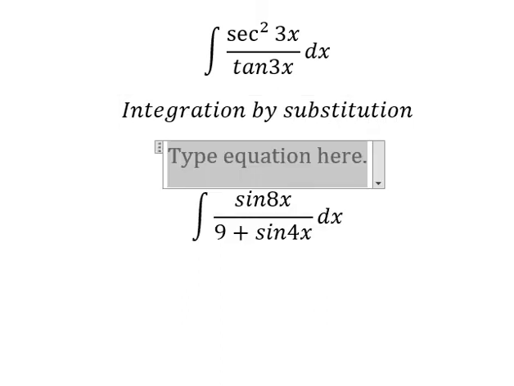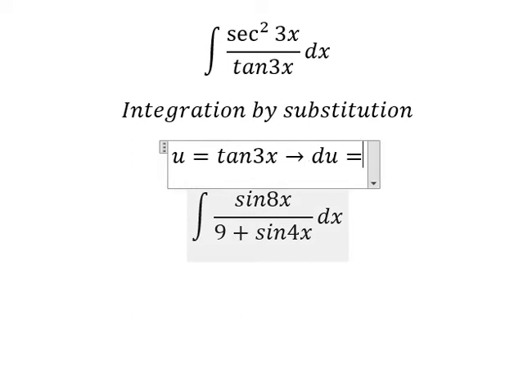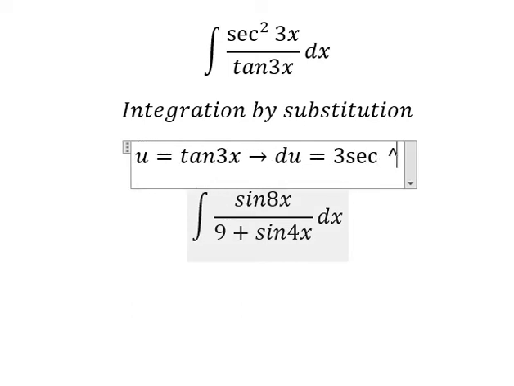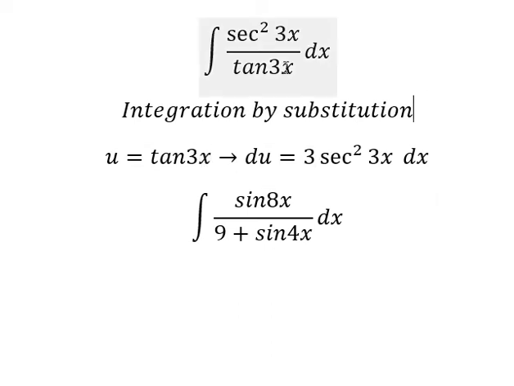So I will put u equals tan 3x. Later, we do the first derivative for both sides, and you get du equals 3 secant of 3x squared dx. Because the first derivative of tan 3x is secant of 3x squared, but inside of tan we have 3x. The first derivative of x is 1, that's why we have number 3 in here.